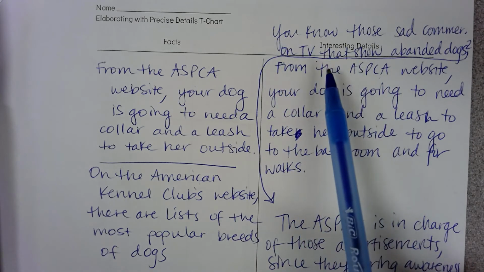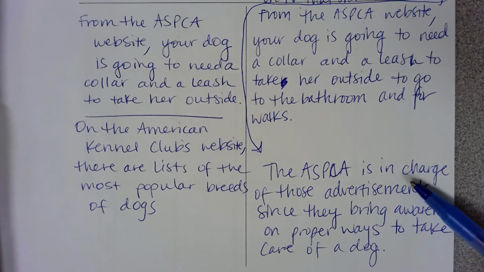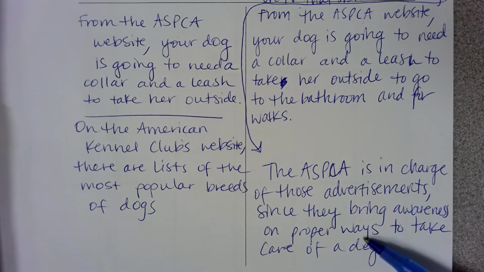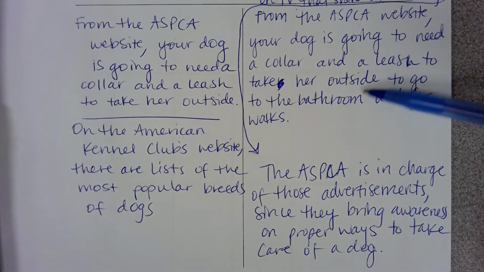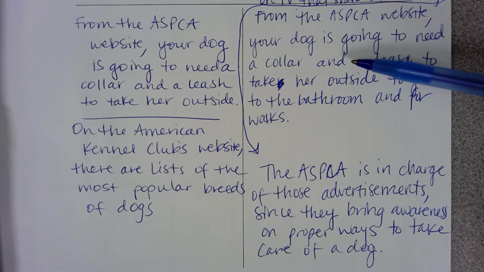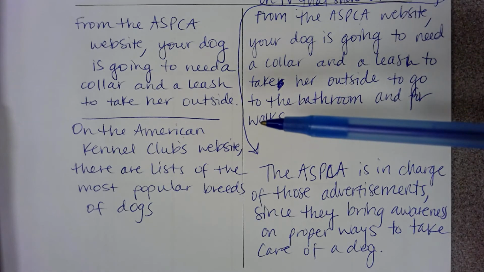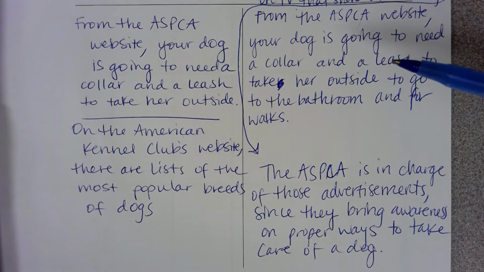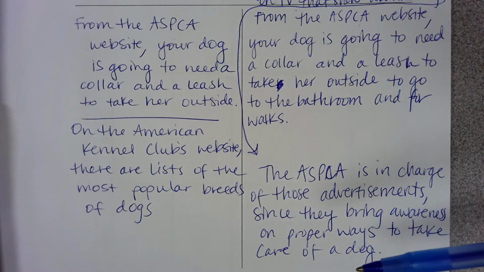Those sad commercials on TV that show abandoned dogs? The ASPCA is in charge of those advertisements since they bring awareness to proper ways to take care of a dog. I added this part in here because that is their main mission, but also taking care of a dog is what I'm talking about up here with needing a collar and a leash to go to the bathroom and go for walks, because these are equipment that help you take care of a dog. So that's why I led into it with that.